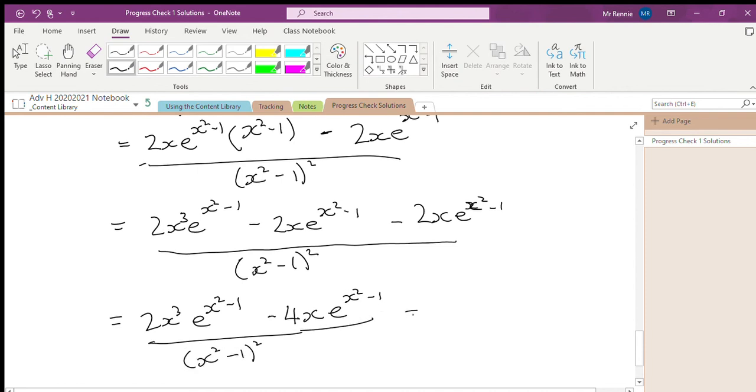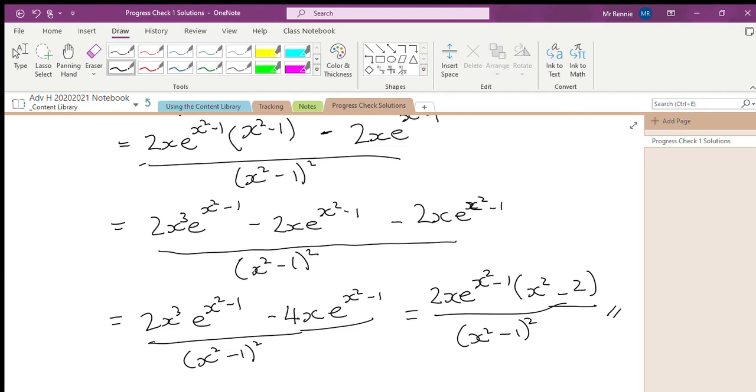And now what I can do, just to finish off, is to take a common factor. So I can take a 2 out of them both, I can take an x out of them both, and I can take an e to the x squared minus 1 out of the power of both. So what I have left in the first term is x squared, because I took out 2x, still got x squared there. And what I have left there is 4 divided by 2, because I took the 2 out, would give me 2 there. And I've got x squared minus 1 squared there. So the denominator I couldn't simplify, but I could simplify my numerator and take a common factor out. Okay folks, so that's the solution to progress check number 1.